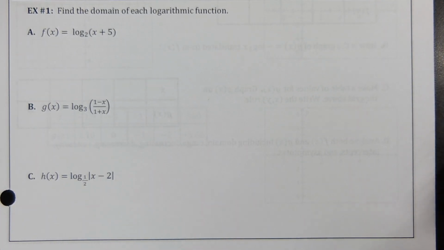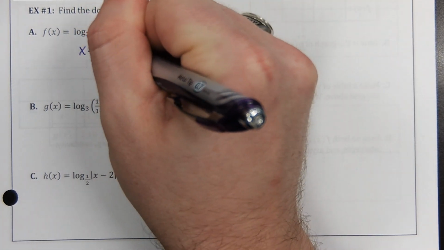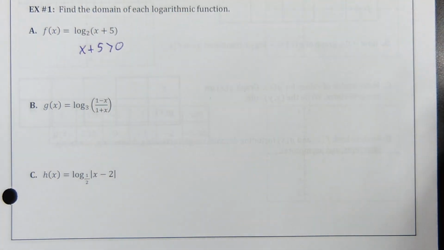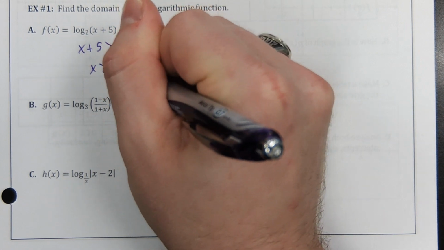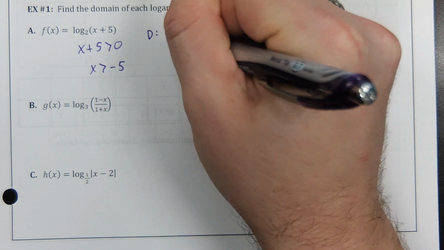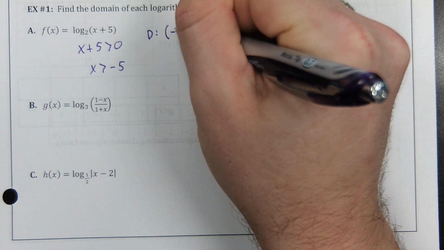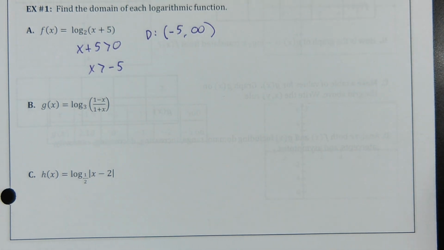For these questions, we're going to be finding the domains of logarithms algebraically. The rule is that the argument must be positive. So you take the x plus 5 and you make sure it stays greater than 0. Very easy. Subtract 5 from both sides. And we get that the domain is x is greater than negative 5. I'm a big fan of interval notation though. There you have it.